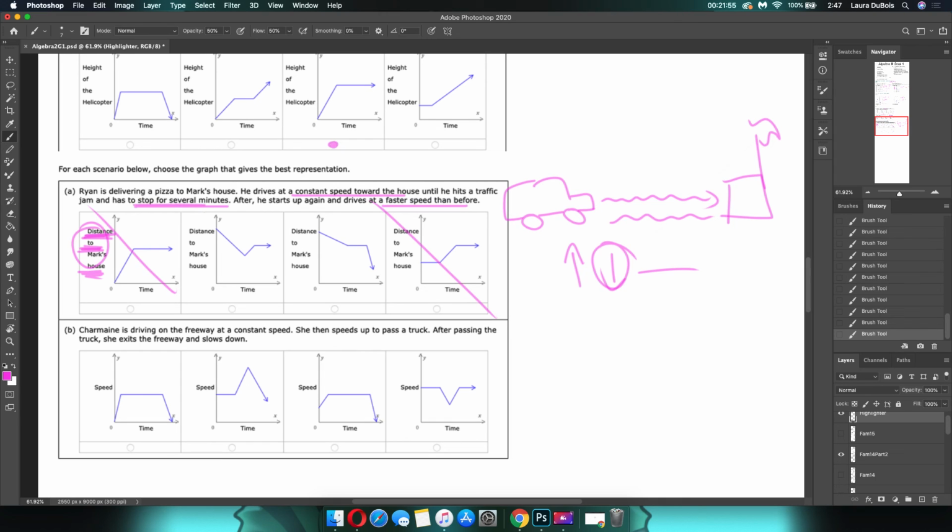Constant speed, stop for several minutes. That means your distance doesn't change, which means it's flat. Process of elimination. Next, Charmin is driving the freeway at a constant speed, and now we're measuring speed, so speed is flat. So 2 of these are crossed out. Speeds up to pass a truck, which means it's going to be this one, and then slows down. It doesn't say anything about a stop, and so that's how you're going to be doing this particular topic.